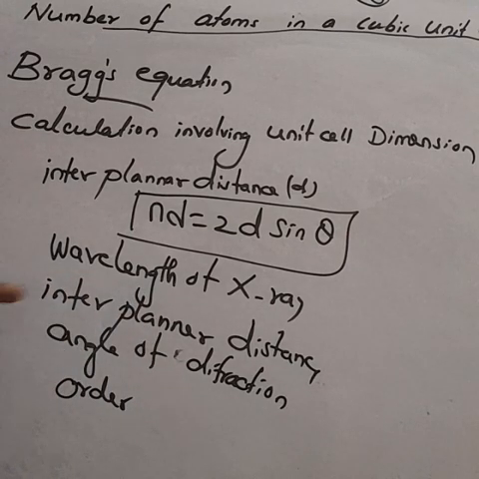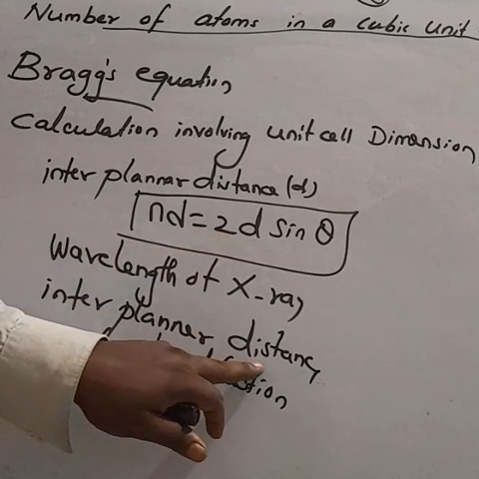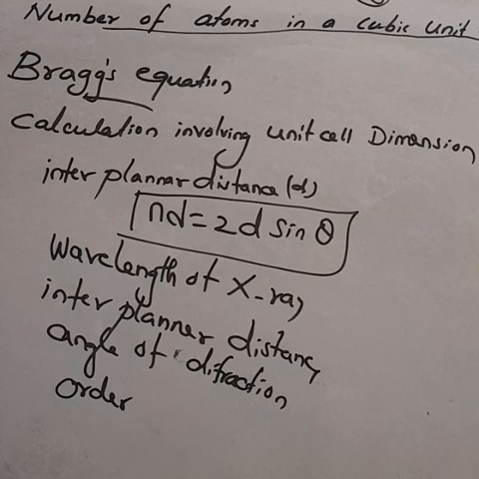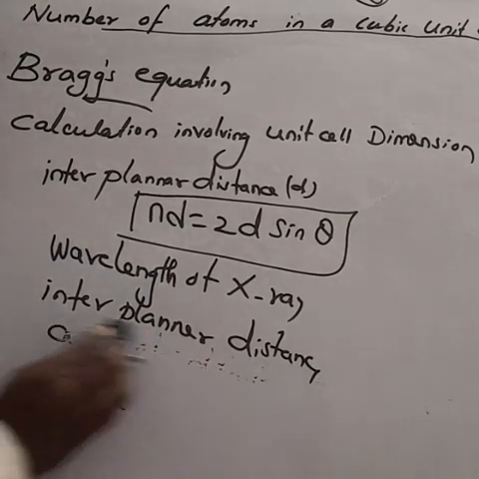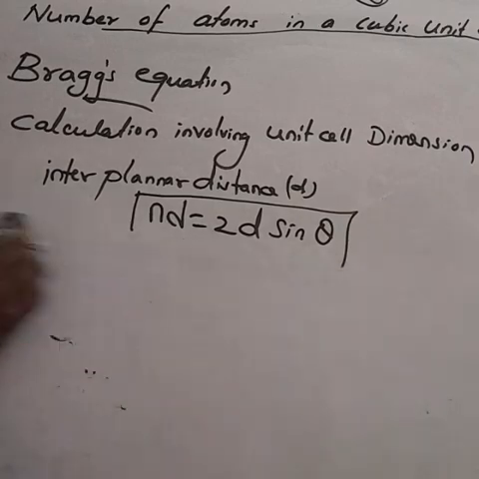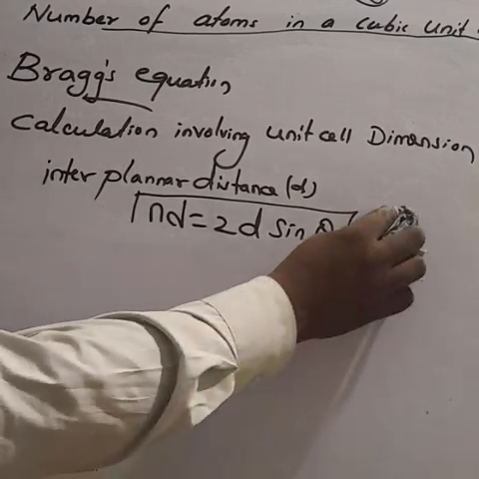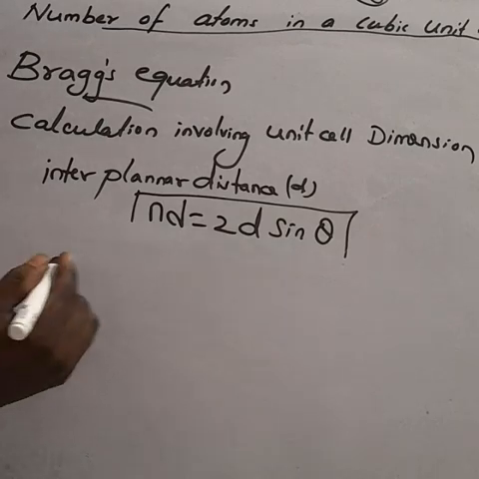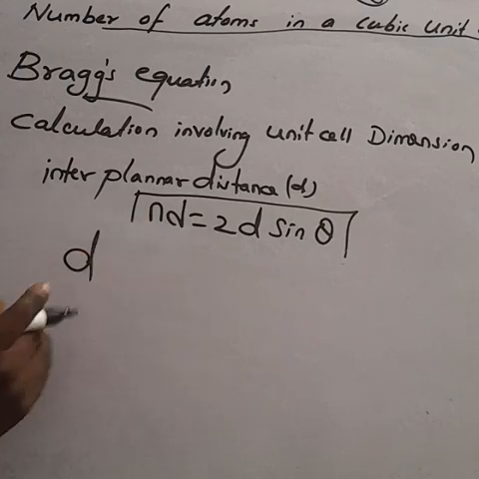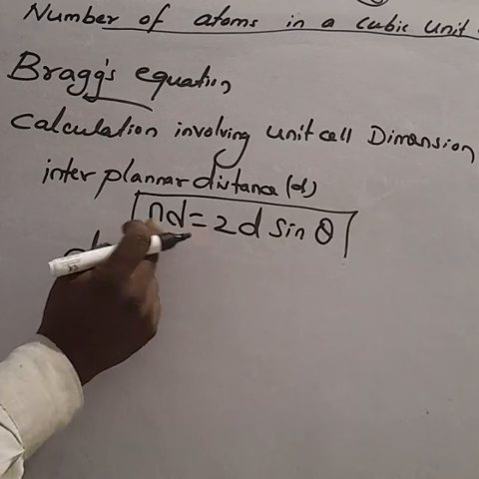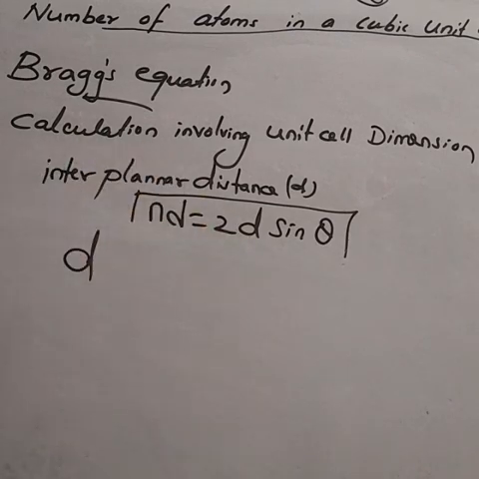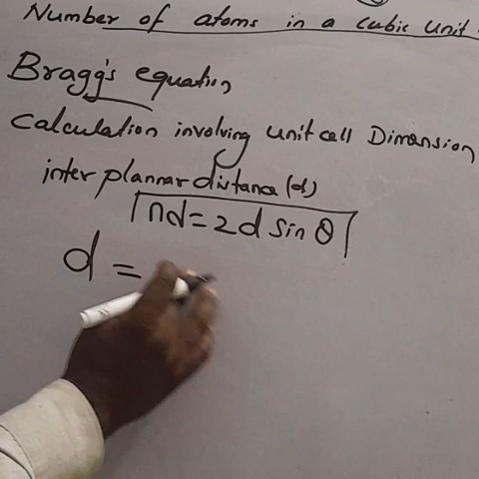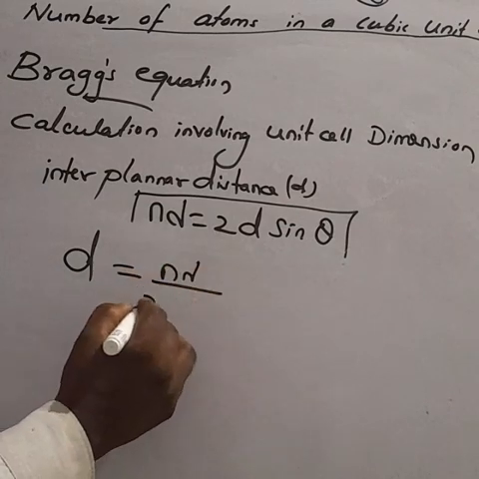What is the D about? That is the interplanar distance. By knowing the value of lambda, theta, sin theta, and n, we can calculate the interplanar distance D. If you know the value of lambda, n, and theta, we can find out the value of D. So D can be written as D is equal to n lambda divided by 2 sin theta.